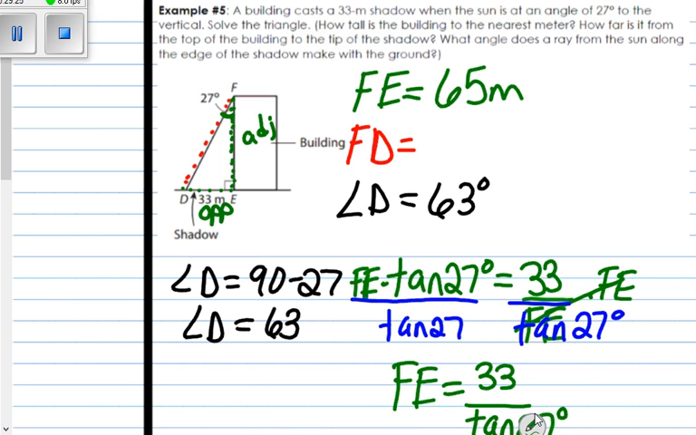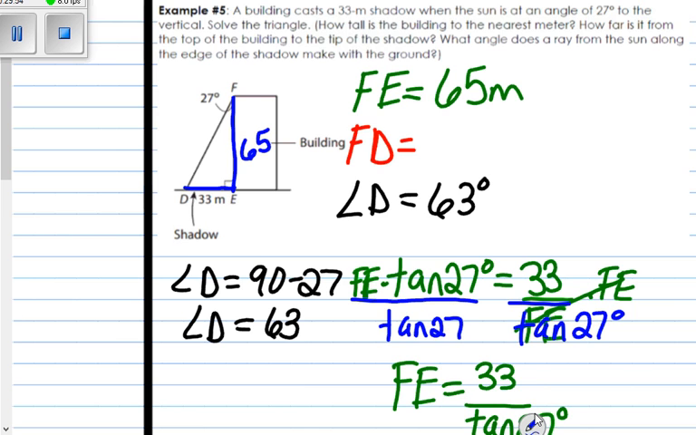Okay, so we can find FD two different ways now. We know that DE is 33. We know that this, to the nearest meter, is 65. So we can use the Pythagorean Theorem to find FD, or we can use sine, cosine, or tangent to find FD. What would you guys prefer to try? Pythagorean Theorem. Okay, we'll do Pythagorean Theorem.